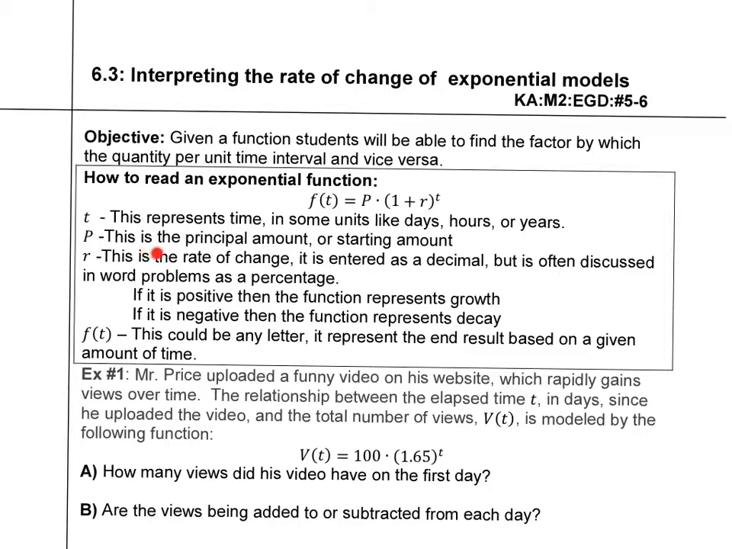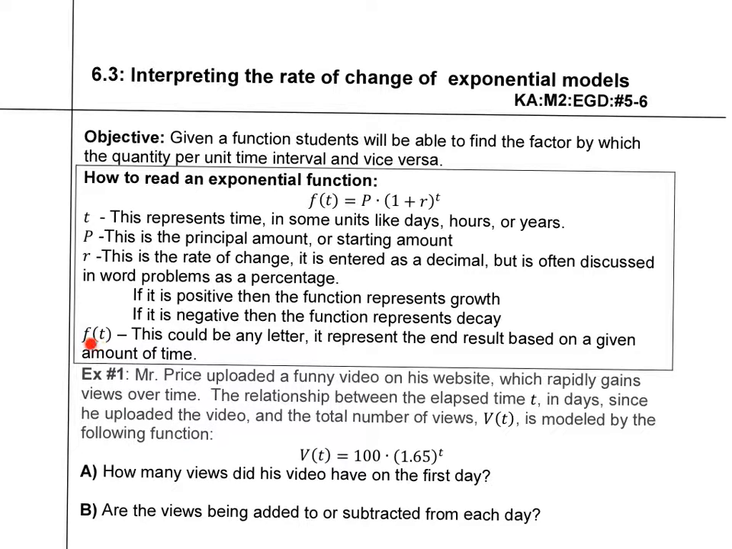And then you have p. This p stands for principal amount or starting amount. That's how much you had to begin with. The r, this is a rate of change. It's usually entered as a decimal, but it's often discussed in word problems as some type of percentage. So if it's a positive percentage, like say 10%, you'd do 1 plus 0.10, so that'd be like 1.10 in there. And if it's negative, then it would actually be 1 minus 0.10, so that would be a 0.9 in there. So just know that it's all either going to be adding a decimal to 1 or subtracting a decimal from 1.